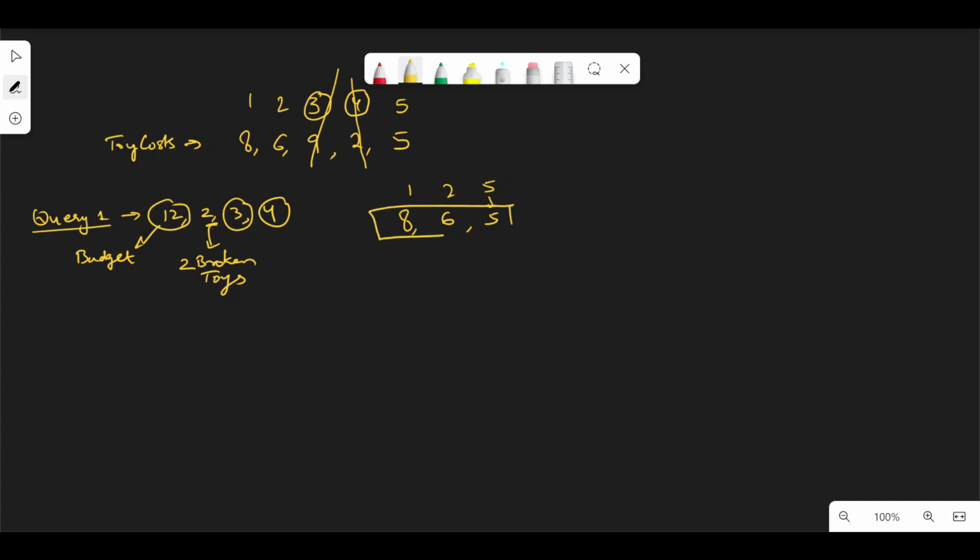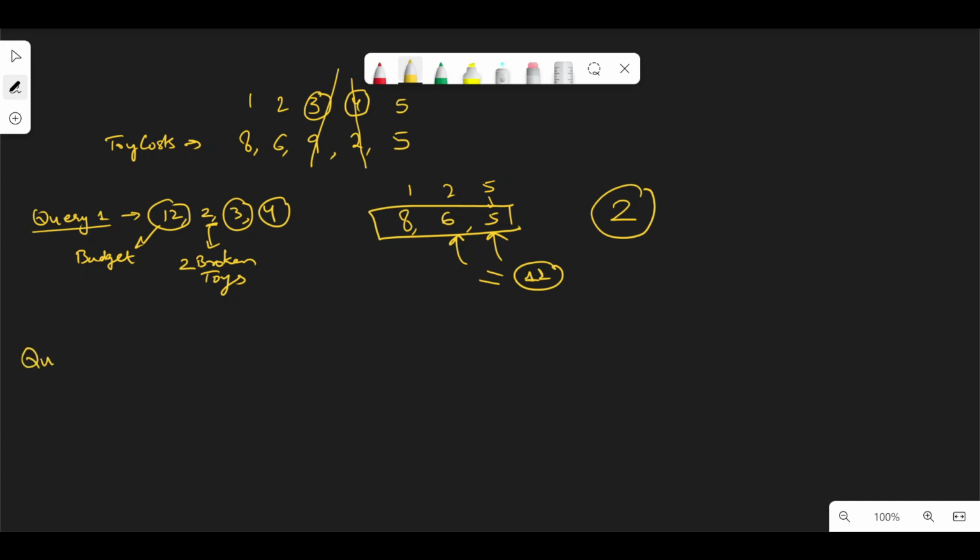So this is your total costs, and now your budget is 12. So with this budget of 12, how many of these toys can you buy? Well, if you think about it, if you buy this guy and if you just buy this guy, your total amount spent will be 11, which is less than 12, and that's the best that you can do. So for query 1, with the remaining good toys, I can buy 2 of them. So that's the answer for query 1.